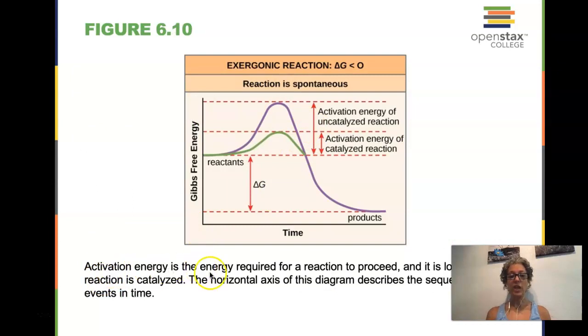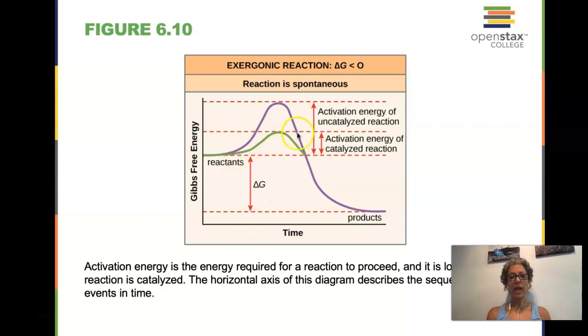Here's that activation energy I mentioned on the previous slide. This is still an exergonic reaction. We have a negative free energy. It is spontaneous, or is capable of being spontaneous, but we have to overcome this activation energy in order to get to those products. And so an enzyme or a catalyst is required.